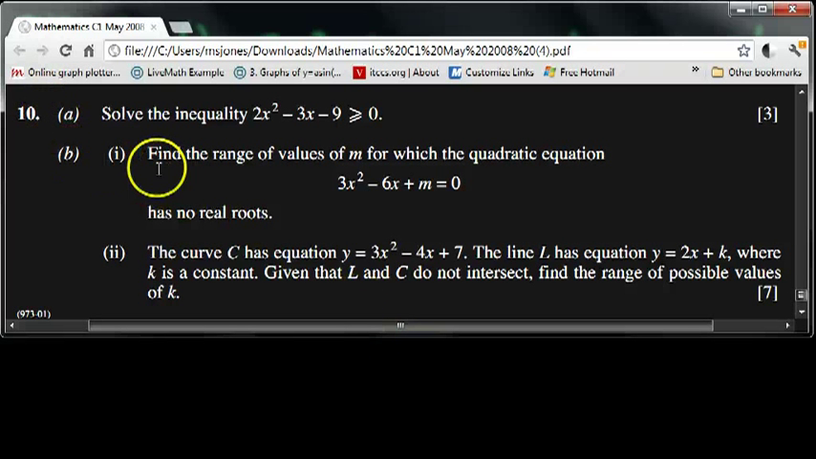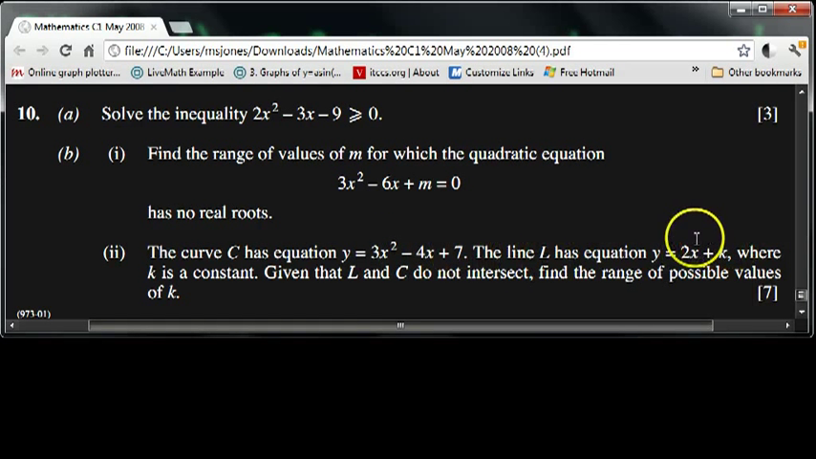Part B then of question 10, part 1. Find the range of values of m for which the quadratic equation 3x squared minus 6x plus m equals 0 has no real roots. That's part 1. And part 2, the curve C has this equation, y equals 3x squared minus 4x plus 7.